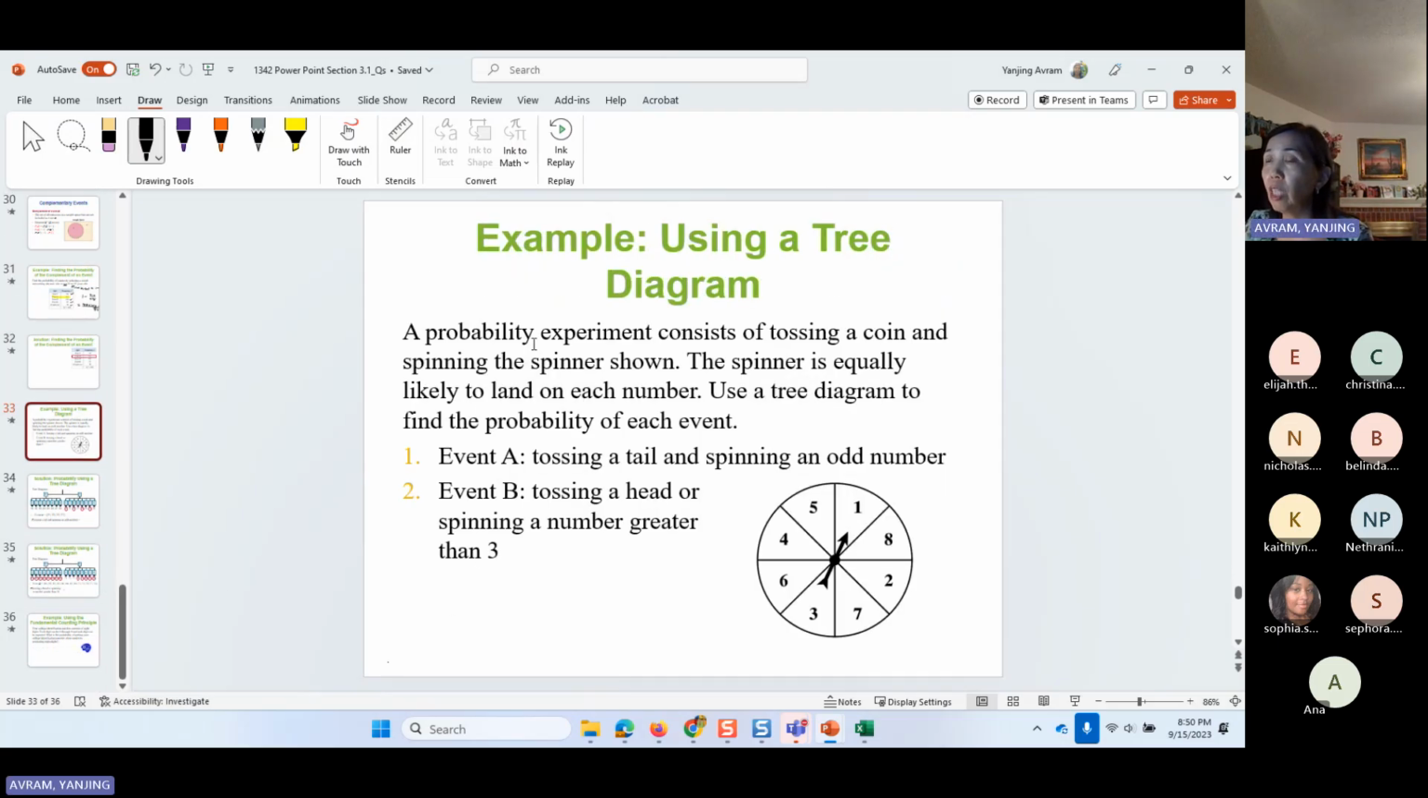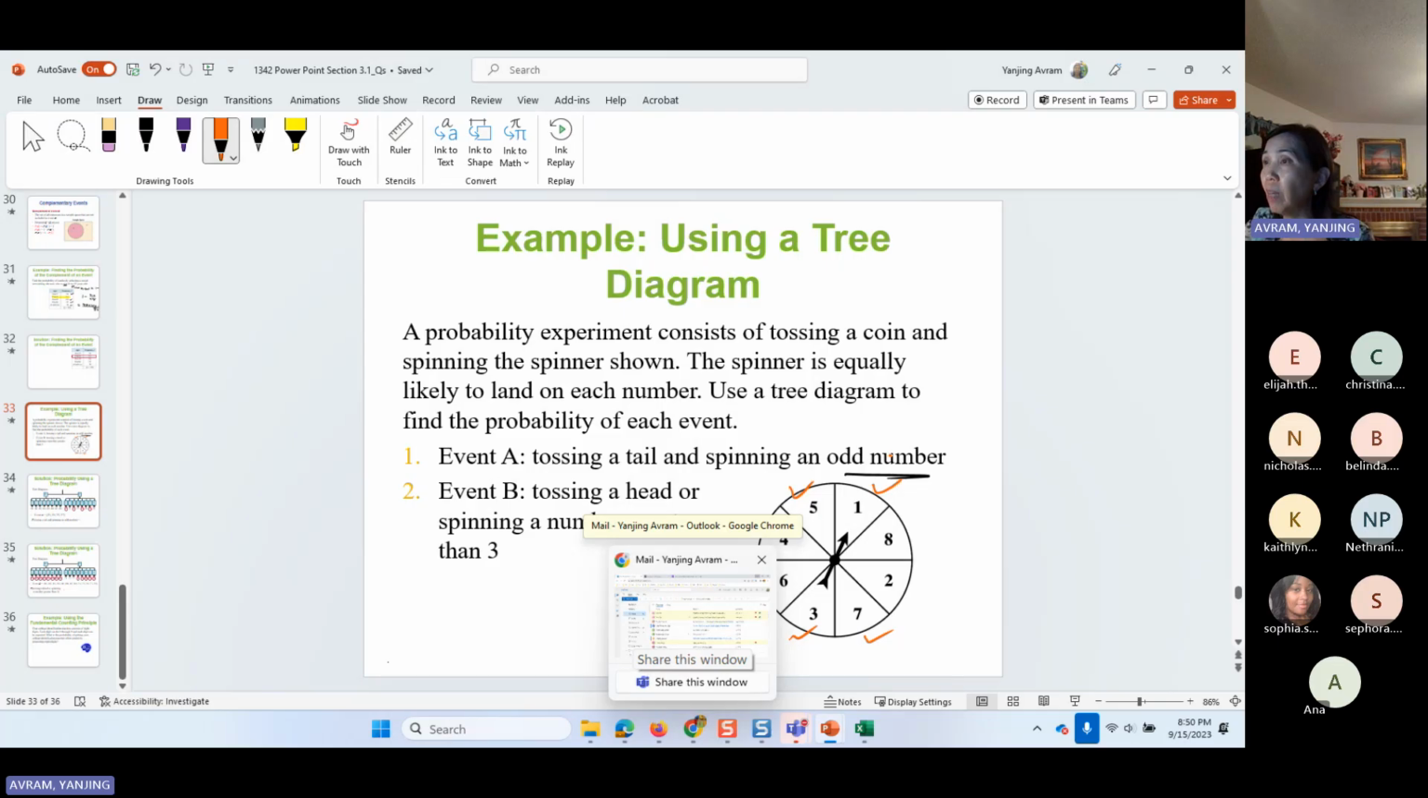Okay, so using a tree diagram for the probability experiment, consider tossing a coin and spinning a spinner, where the spinner is equally likely to land on each number. Using a tree diagram, find the probability of each event. Event A is tossing a tail and spinning an odd number. So what are the odd numbers? The odd numbers are 1, 3, 5, and 7. We have 4 odd numbers in here.